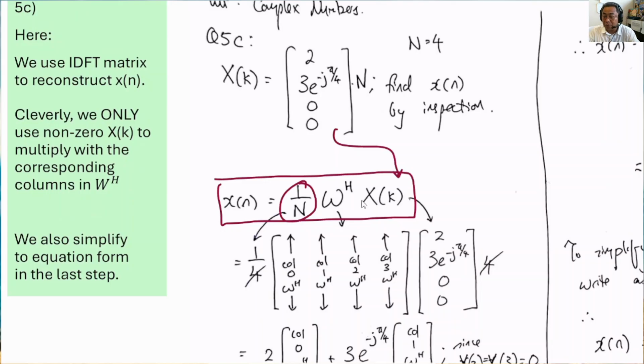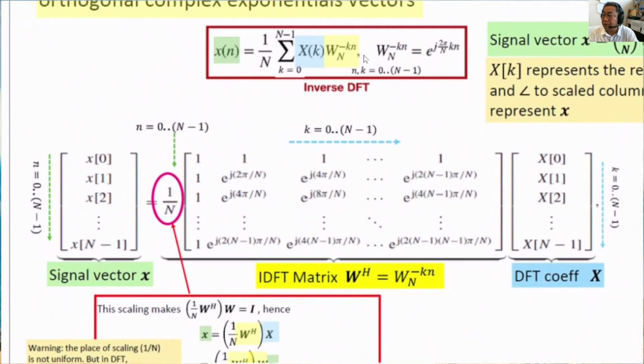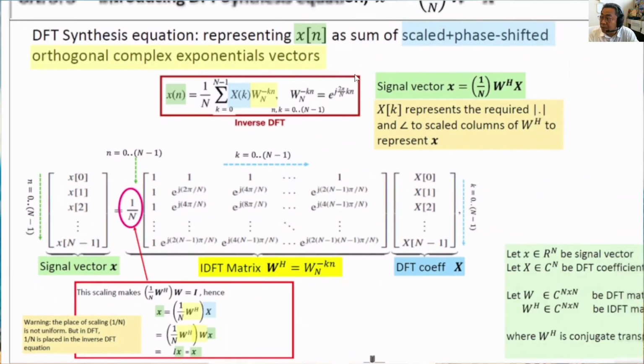From our notes, we know that W^H looks like this. This is W^H. Every element is e to the positive j 2 pi over N kn. So this is the element e positive j 2 pi over N kn. They are the elements of W^H. The 1 over N is here, and the X[k] is here. So we use this equation, and now we can fill up the W^H matrix.